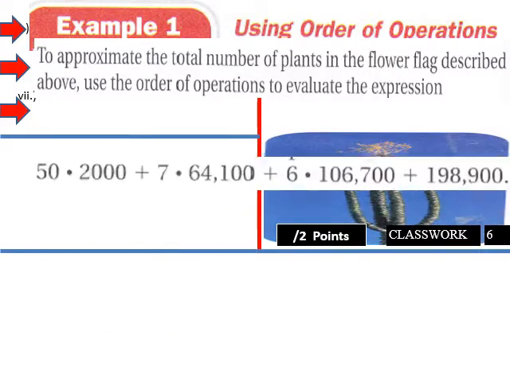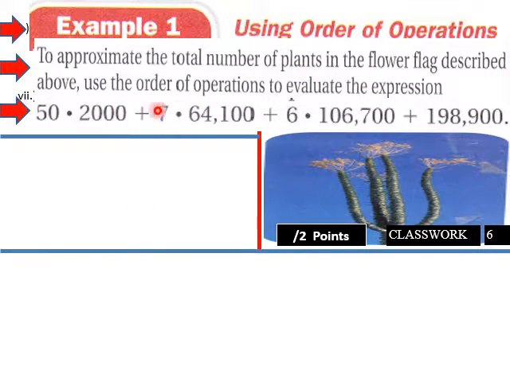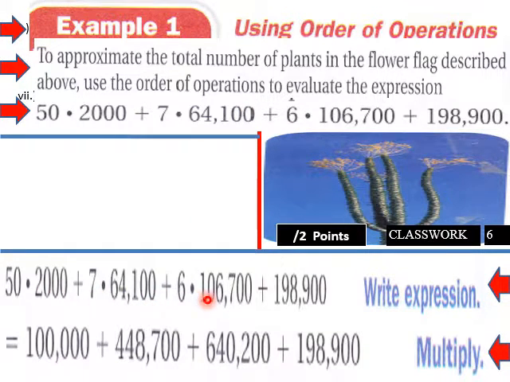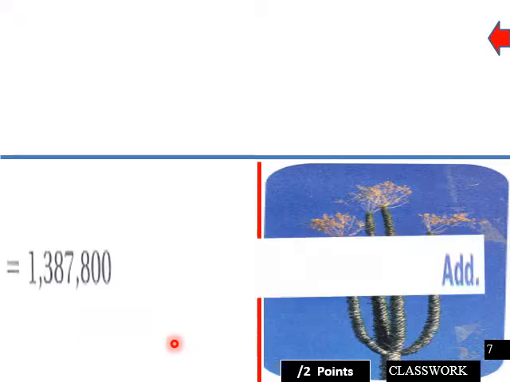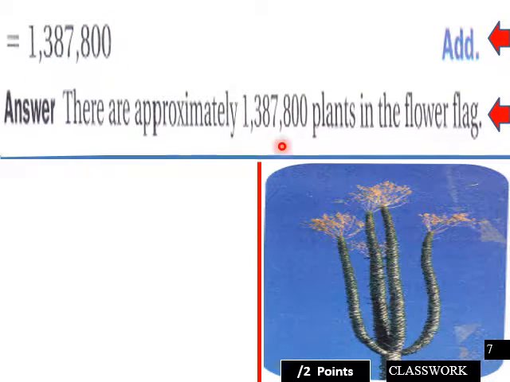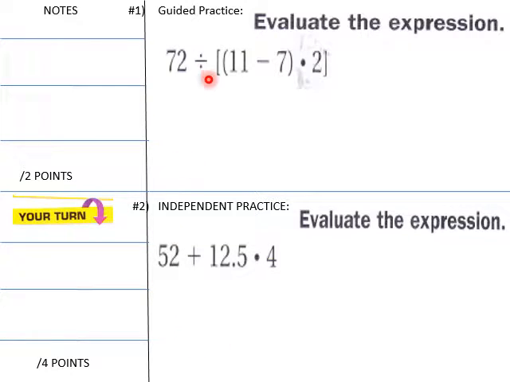Okay, example 1, using order of operations. Total number of plants. Again, we're back to that problem. Here is what we came up with here. So now we have this expression here. What do we do with it? So we're going to multiply here. Multiply each of these groupings here. And we get these numbers here from multiplying out. And then what do we do then? Well, we add them. And then we get this number here. There are approximately 1,387,800 plants in the flower flag. So that'd be a situation where order of operations would be crucial in coming up with that solution.